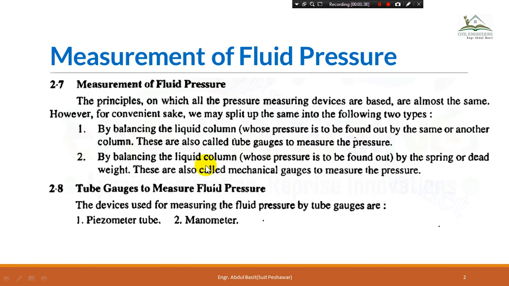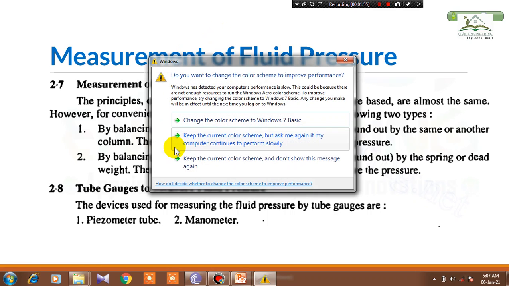You can say that it uses the phenomenon that two columns of the same liquid or of different liquids will be balanced due to the same pressure in the pipes. And that phenomenon is used to determine the gauge pressure in the pipe. So how can we do it?